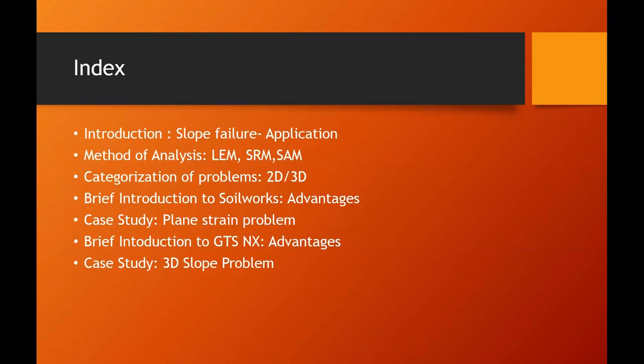So for today's webinar, this will be the workflow which I will be following. First of all, I will give a brief introduction about slope failure, the applications where we need to perform slope stability checks, the methods of analysis like LEM, SRM, and SAM, the theory behind them, and the categorization of problems, that is 3D and 2D. Then I will give a very brief introduction to SoilWorks and the advantages you have with SoilWorks. Then we'll be solving a plane strain problem. And finally, we'll end with 3D modeling using GTS NX and talk about its advantages.